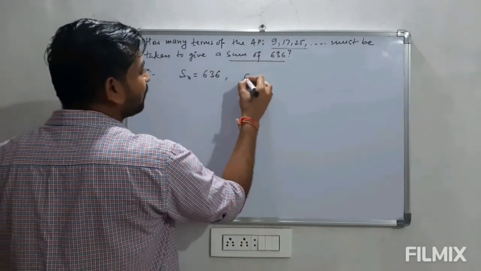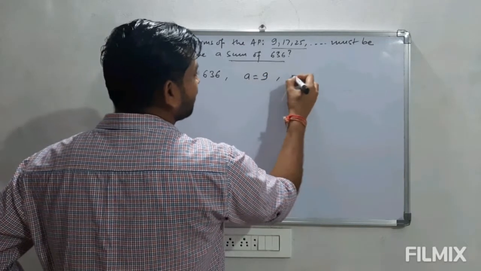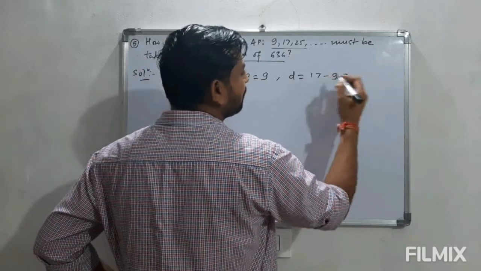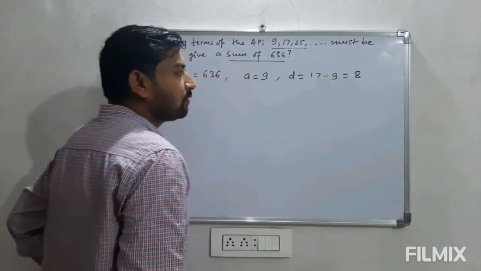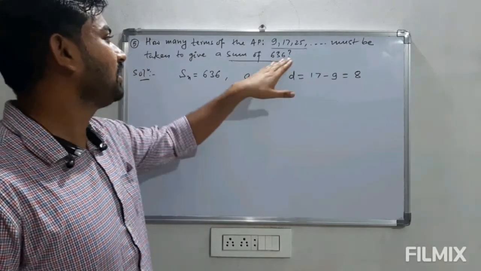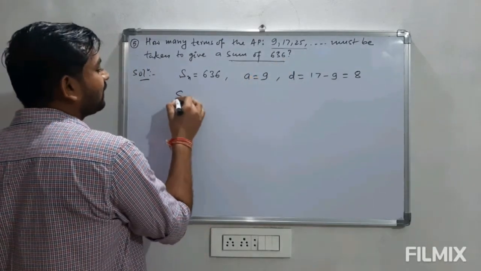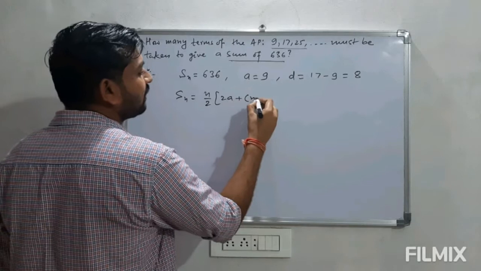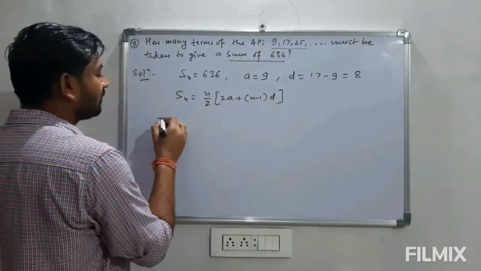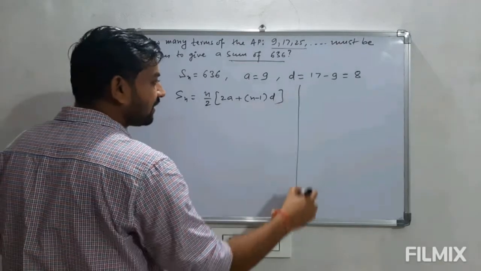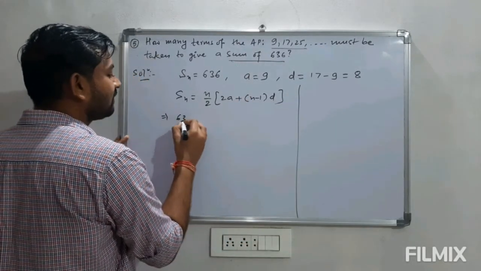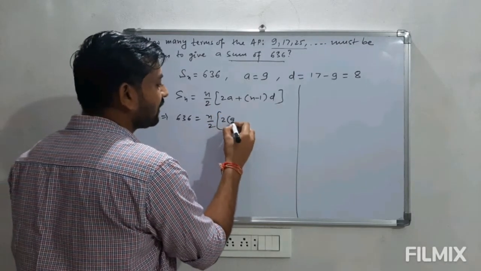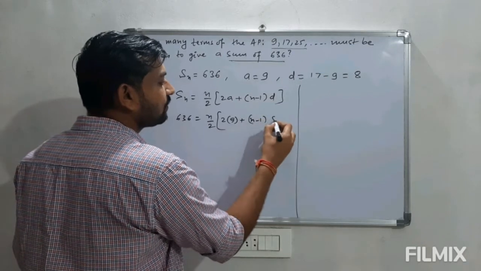Now the AP is also given, so from here we can write the first term, that is 9, and the common difference is second term minus first, that is 17 minus 9, so we are getting 8. So the first term is 9, the common difference is 8, and we have the sum of n terms. So Sn is n by 2 into 2A plus n minus 1 into D. Using this relation, we can write 636 is equal to n by 2 into 2 into 9 plus n minus 1 into 8.